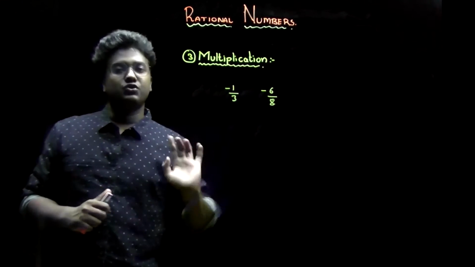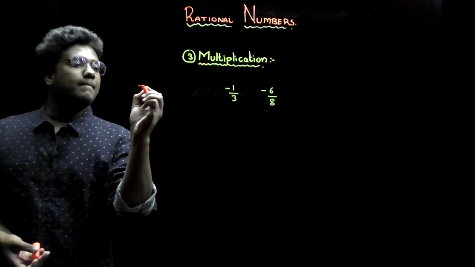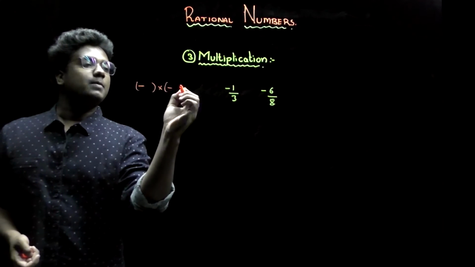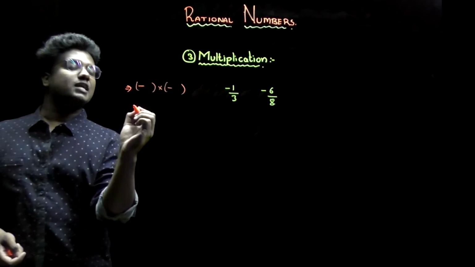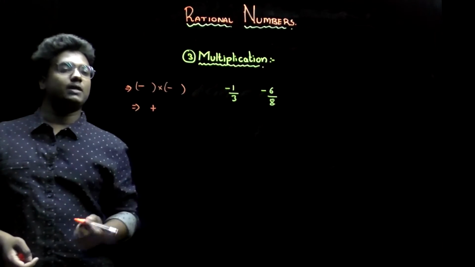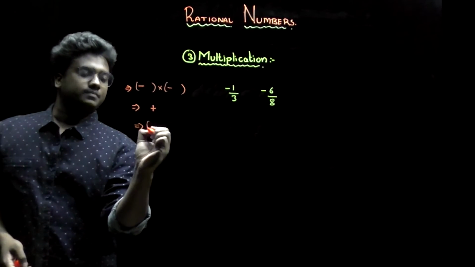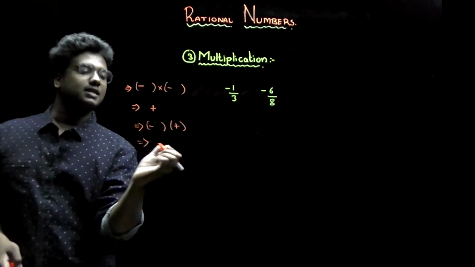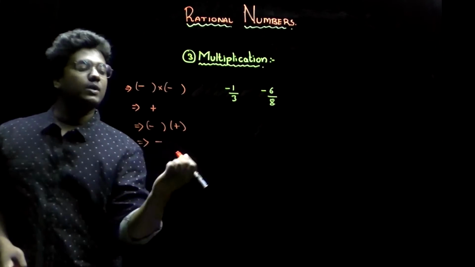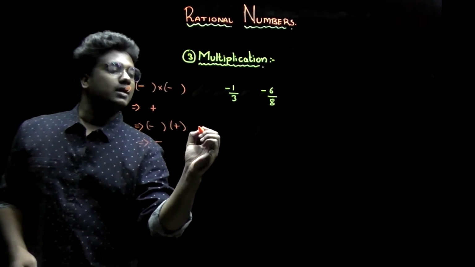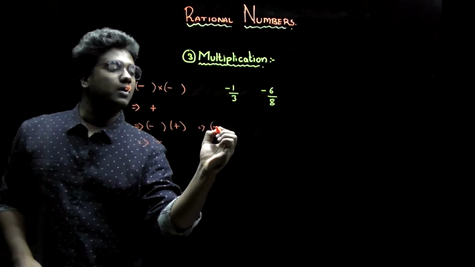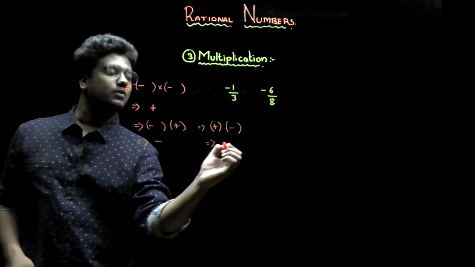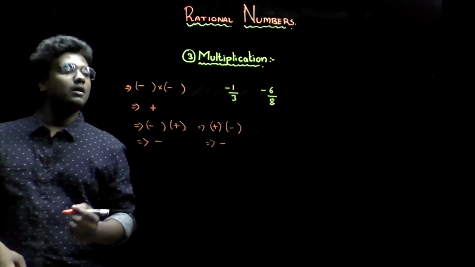See, for the signs you should always remember that whenever a minus rational number is multiplied with another minus rational number, the resultant will always be a positive rational number. And also whenever a minus rational number is multiplied with a positive rational number, the resultant will always be a negative rational number. And also remember that whenever a positive rational number is multiplied with a negative rational number, the resultant will again be a negative rational number.